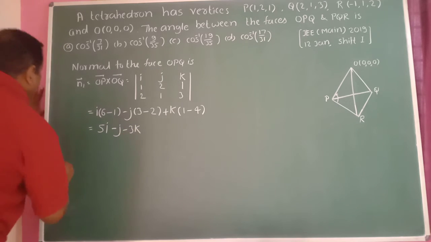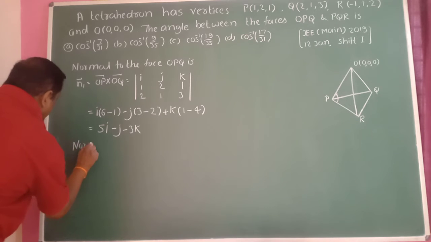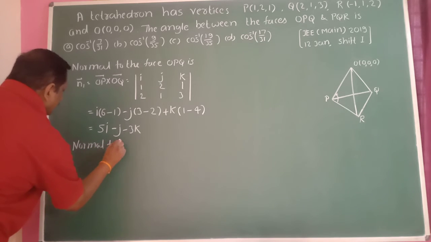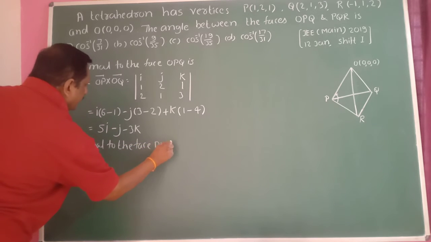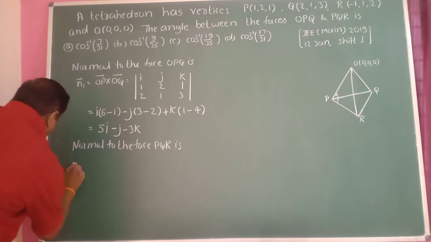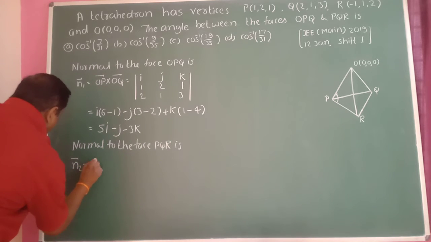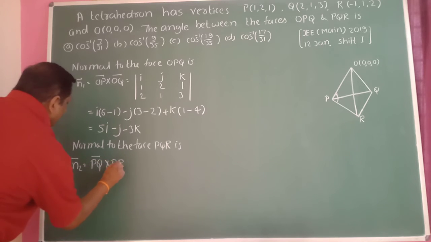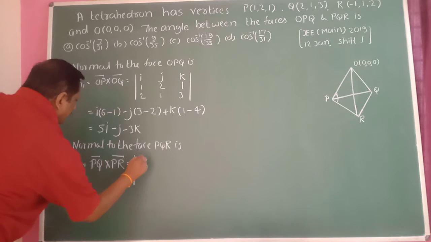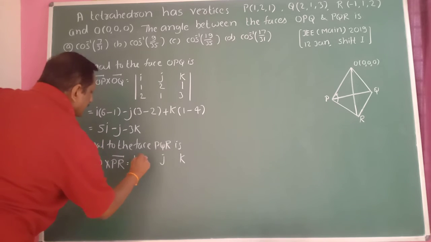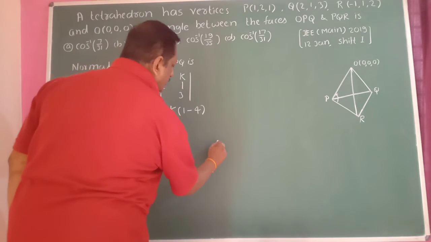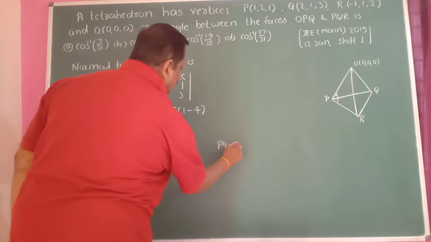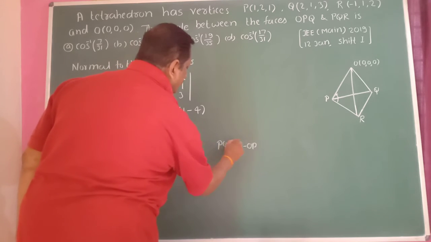And the normal to the face PQR is N2 bar. So PQ cross PR is equal to the determinant of i, j, k. So here PQ is equal to OQ minus OP.